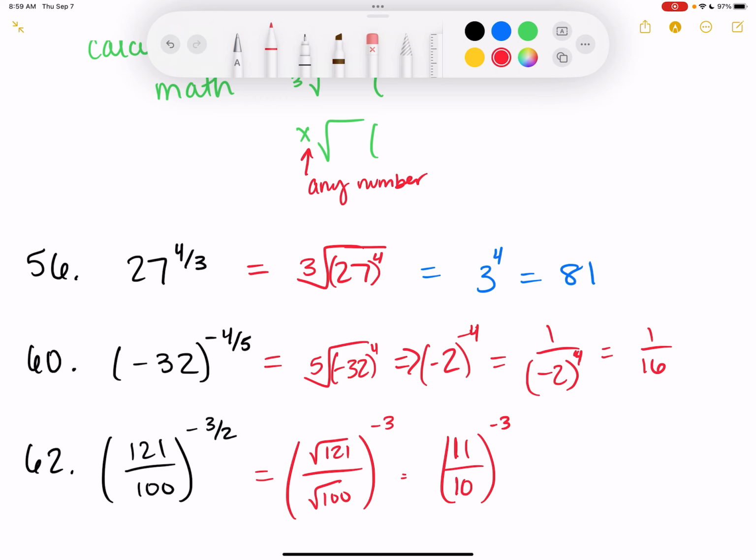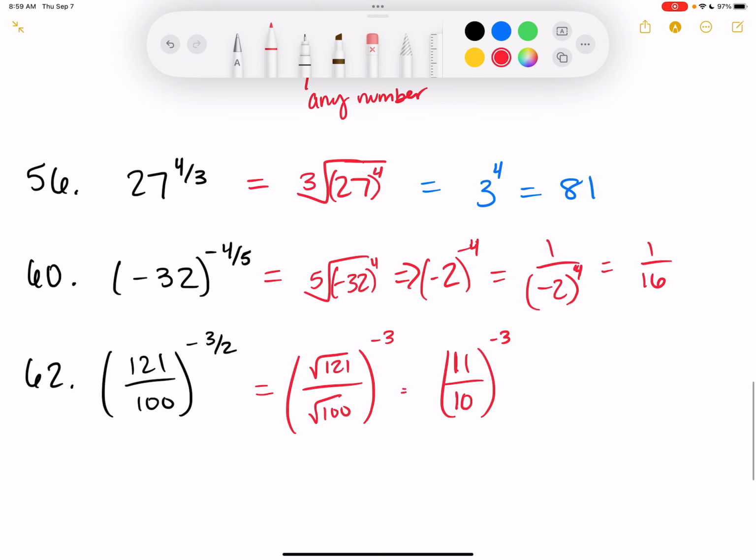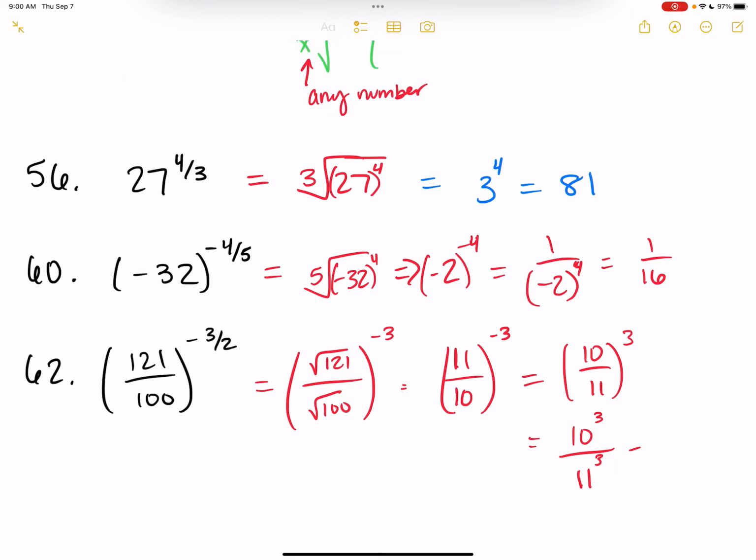So I can, again, since it's negative outside and I have a fraction, I can just flip it and make it positive. So this is going to be 10 over 11 cubed, or 10 cubed over 11 cubed. If you did not have a calculator, I would accept it if you left the answer like this. If you did, just for the sake of time, I've already multiplied it out. This would be 1,000 over 1,331. Disregard why I boxed that, and I haven't boxed anything else.